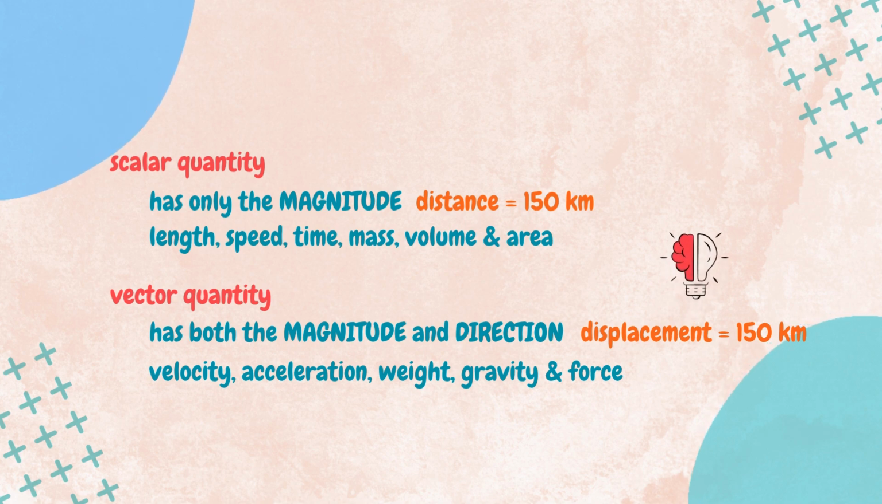A quick fact: if you're driving at 60 kilometers per hour, that's just speed, a scalar. But if you're heading north at 60 kilometers per hour, that's velocity, a vector. That small detail could mean the difference between getting lost and reaching your destination.